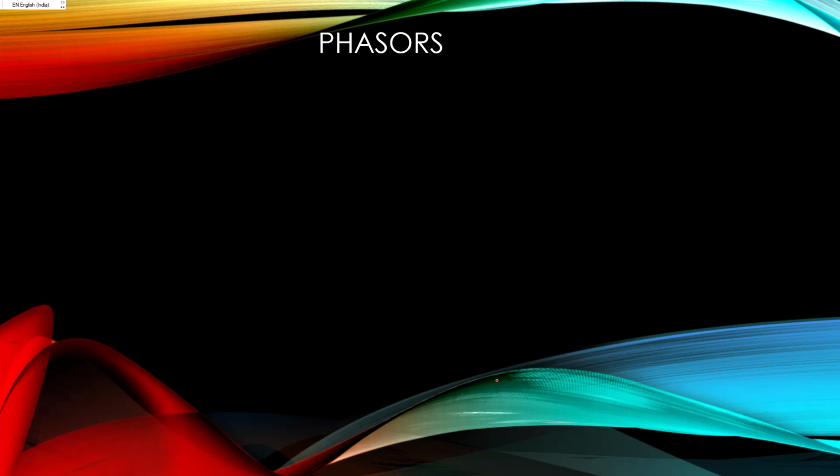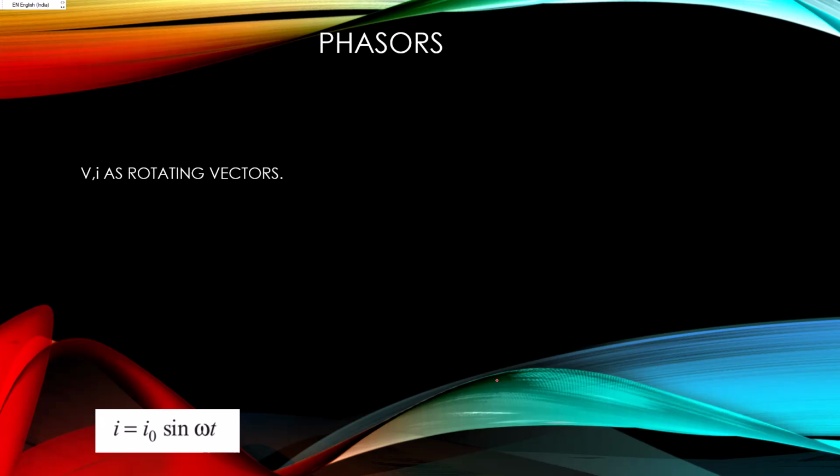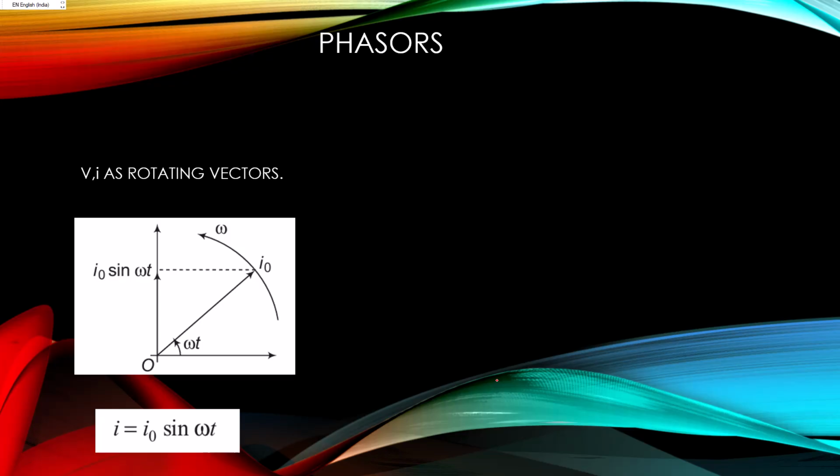Now phasors. What are phasors? We represent voltage and current as rotating vectors. I equals I0 sin omega t, and this is a phasor diagram. This arrow indicates the magnitude, and this is the angle omega t. When it rotates counterclockwise it leads, and when it rotates clockwise it lags.